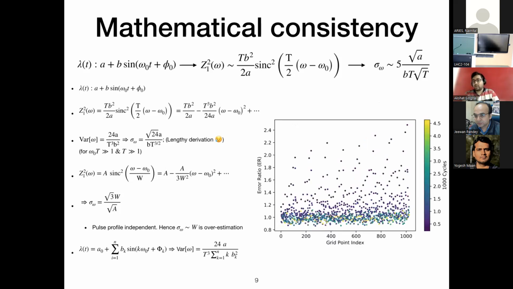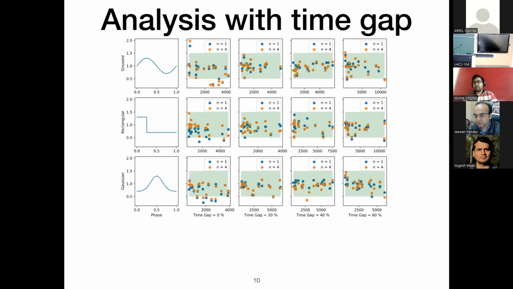Then we tried to check if whatever we have derived makes sense numerically. For a higher number of cycles, when you compare what is measured versus what the formula predicts, the ratio comes close to 1 for a large enough observation. Now the next step obviously is to include time gaps, because real data has gaps due to the South Atlantic Anomaly and other reasons, and also we have to include other shapes. So I will quickly summarize what the plot says.